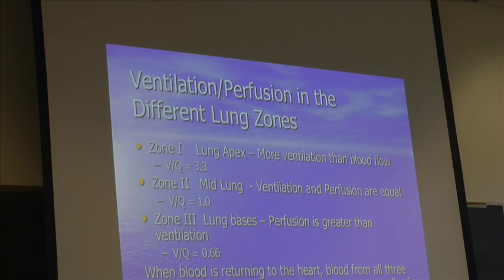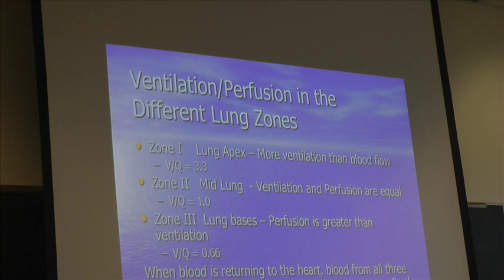All right, so if we compare the different lung zones, and all of this is representing what's normal. There's zone one, zone two, zone three. Zone one would be like the upper lobes, so it's the lung apex. We know that there's more ventilation than there is blood flow. And when we compare the ventilation to the blood flow, we see the ratio is 3.3. That's not a number to memorize, it's just for you to learn a concept. So if you see a number greater than one, that means you've got more ventilation than you do perfusion.